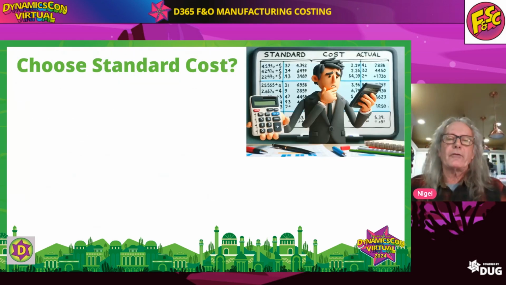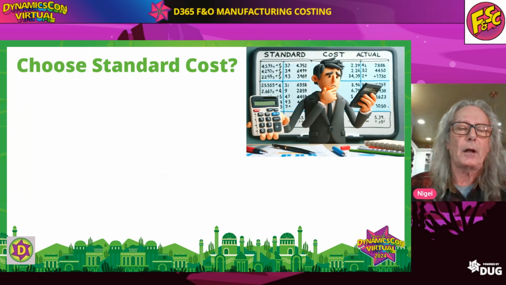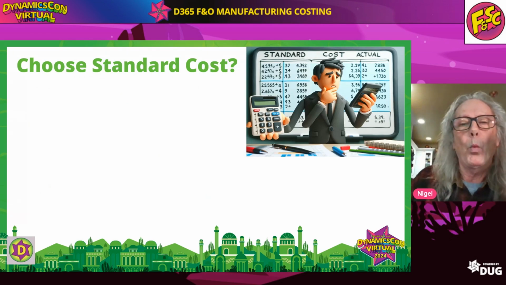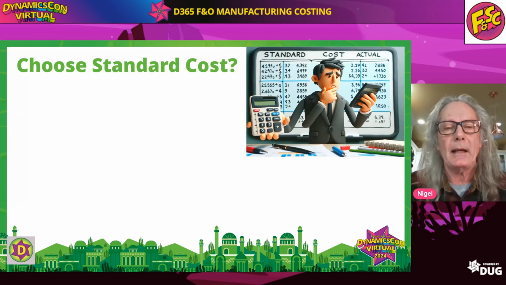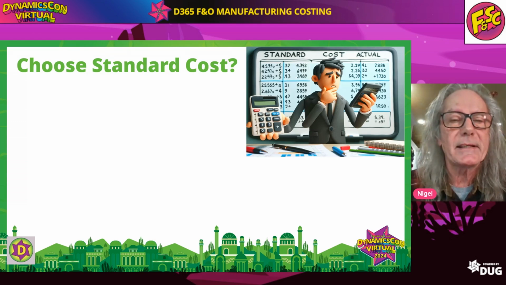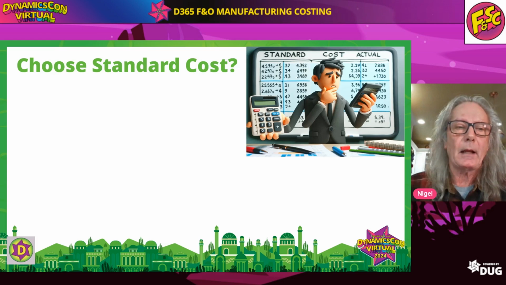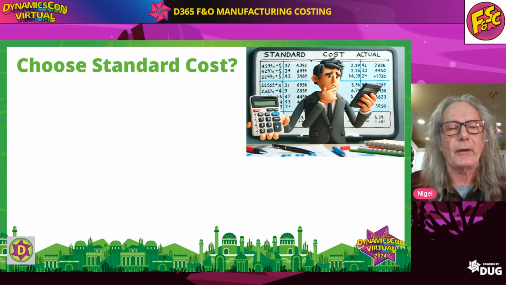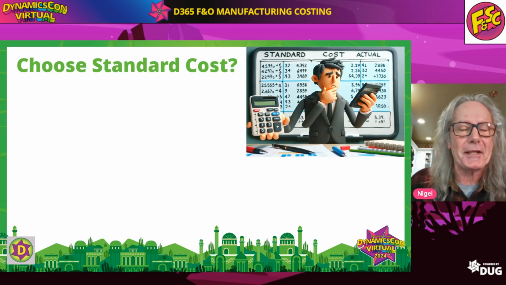Okay, the big choices in Dynamics are standard cost versus actual cost. Why might we choose a standard cost? And by the way, I will tell you right now, other things being equal, if there's no particular reason to choose an actual cost, I recommend to most of my clients to go with standard costs, and I'll try and explain why I say that. But emphasis on other things being equal.